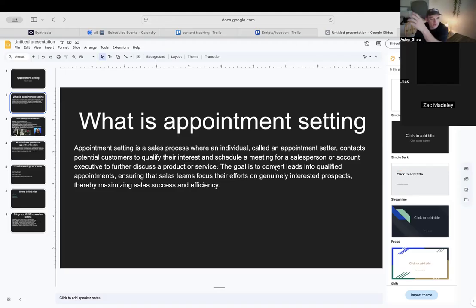So the goal is to convert leads into qualified appointments, ensuring that sales teams focus their effort on genuinely interested prospects, thereby maximizing sales success and efficiency. So, like I said before, it's about filtering through prospects. And if some are just shopping around or not really interested, then you can always send them free value, or even dig a little deeper as to why they might not be interested.